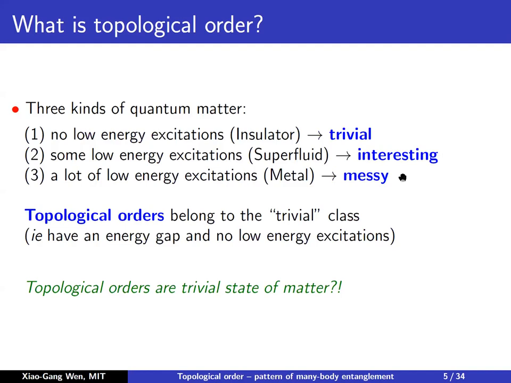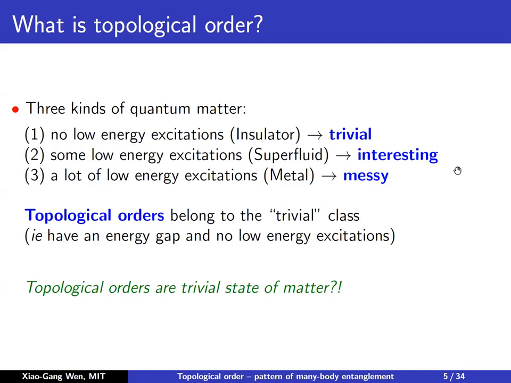It's less messy than Fermi liquid. But a quadratic dispersion relation is more complicated, more interesting, but less complicated than messy. And many of them may be a little bit unstable. So those are interesting things. But the simplest gapless state is probably the one with the linear dispersion relation.